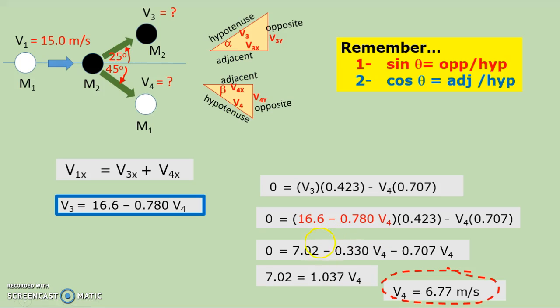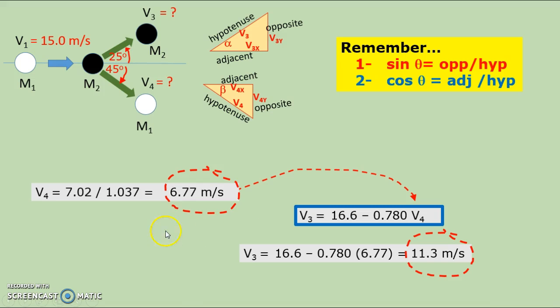I come up with V4 equals 6.77 meters per second. I then used that number and substituted it back into my equation to solve for V3. V3 is 11.3 meters per second.